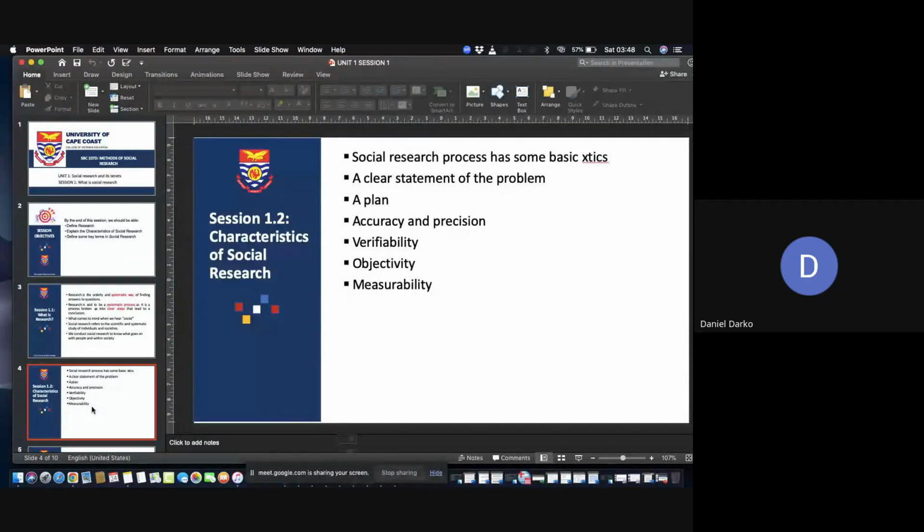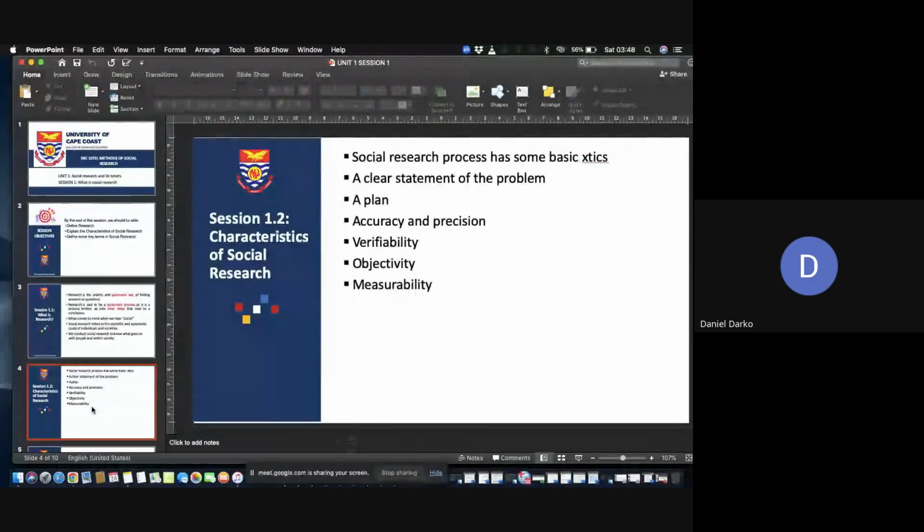Then the social research process has the characteristic of objectivity. Objectivity in the sense that when we are conducting research, we shouldn't be biased. We should be objective. If it's black, it's black. If it's white, it's white. If it is blue, it is blue. If the thing is not there, say it is not there. Don't say it is somehow there. Let's be objective. Let's be truthful. Let's not massage the information. So one basic characteristic of social science research is objectivity.